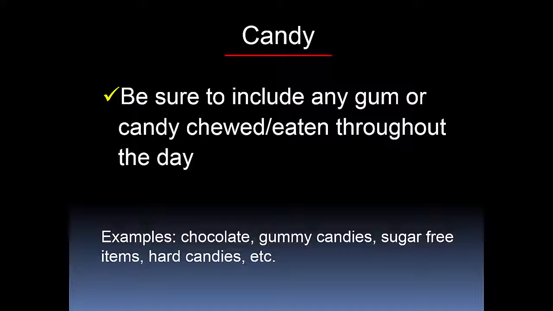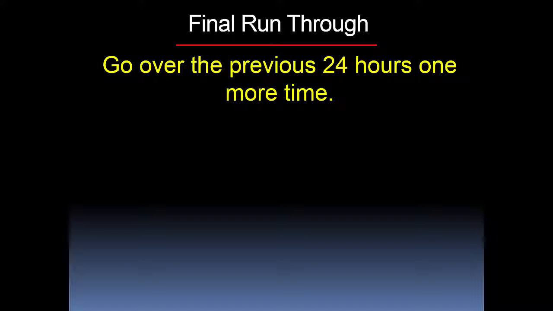Things like chocolate or gummy bears, even sugar-free candy items, hard candies, anything that you might have eaten over the course of the day in the candy category. Sometimes you do this sort of just quickly in the afternoon as a quick snack. Try to remember what those were and record them in the My Energy Balance website. And then when you're all done, go over the previous 24 hours one more time. Try to recall anything else that you might have forgotten, and make sure that you record it.